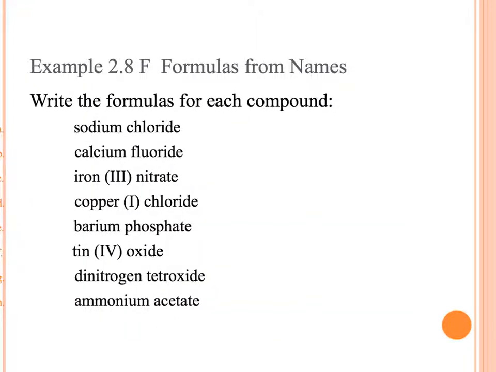Now we need to write formulas going backwards, mixed up, ionic and covalent. Sodium chloride, we need to keep track of the charges here. +1 and -1. That's going to be NaCl. Calcium fluoride, +2 -1, those are ionic. CaF2.